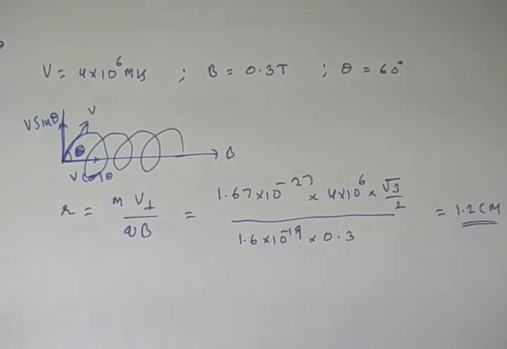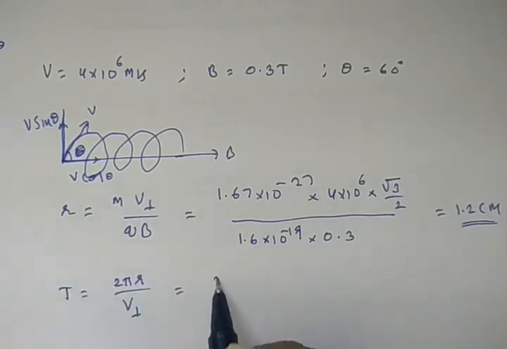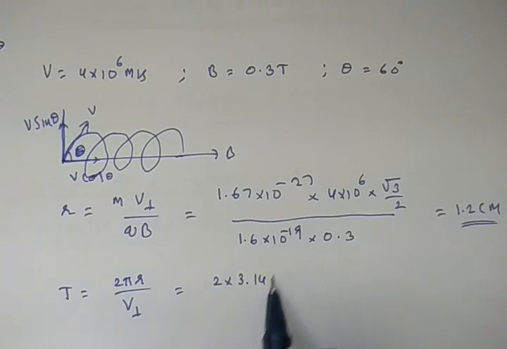Now the next question is: what is the pitch of the helix? Before finding the pitch, you will find the time period, for one revolution. The time period equals 2πr by v perpendicular. So it is 2 × 3.14 × r, where r is 1.2 centimeter.